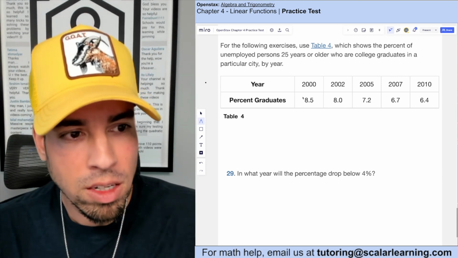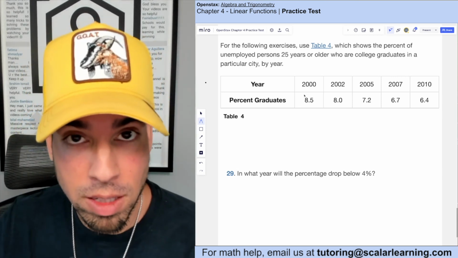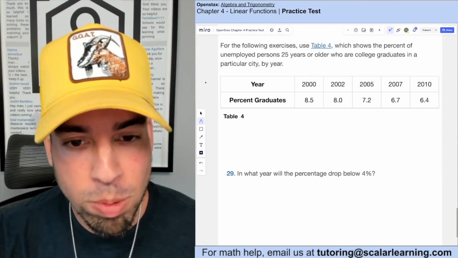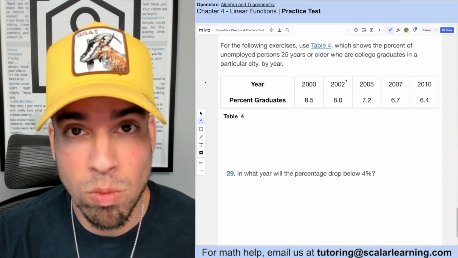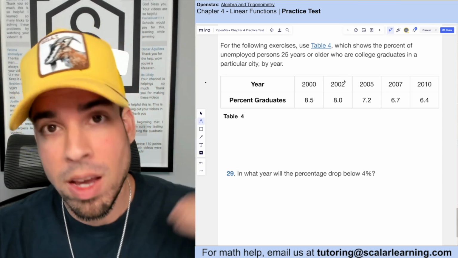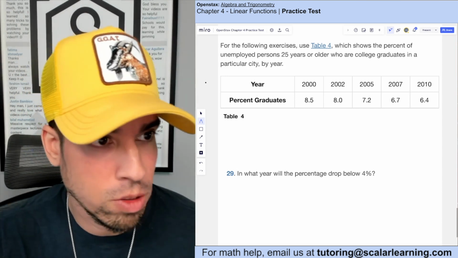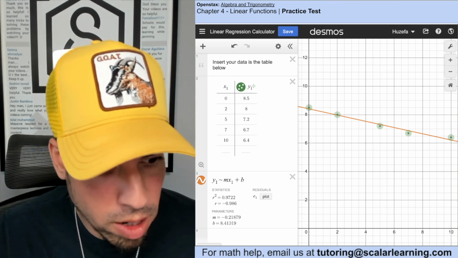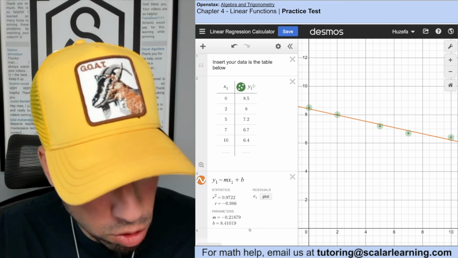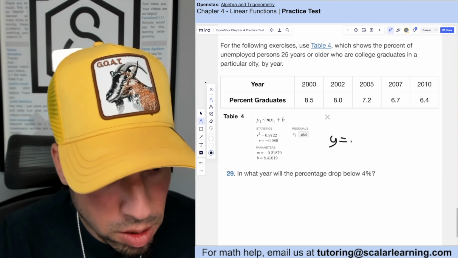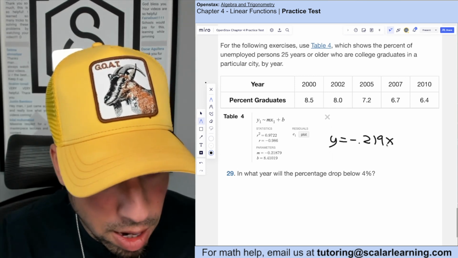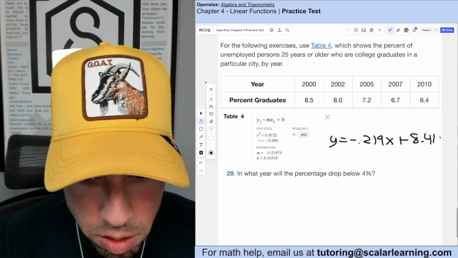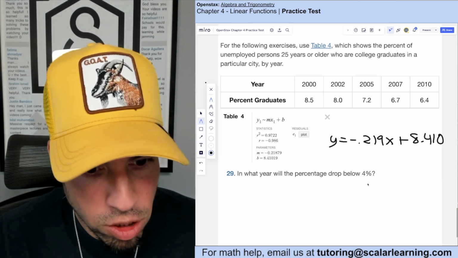So I think we're trying to assume that this is changing at a linear rate. The problem is the slopes actually don't all equal each other. So what we're going to do is run this through a linear regression model and then use that equation to make this prediction. So there's our data plugged in, and using the linear regression calculator, we've got a slope and a y-intercept. So let's write that out in the linear equation. It would be y equals negative 0.219x plus that y-intercept of 8.410.